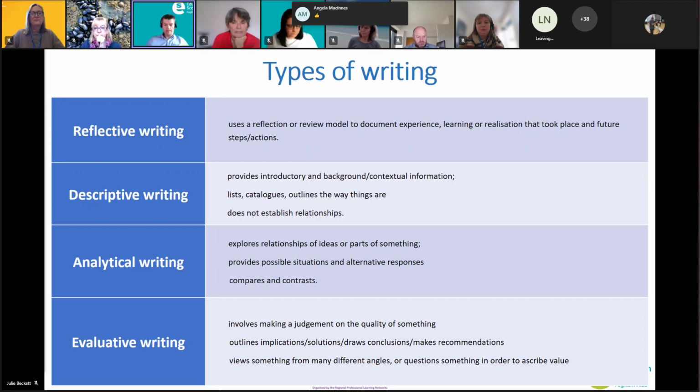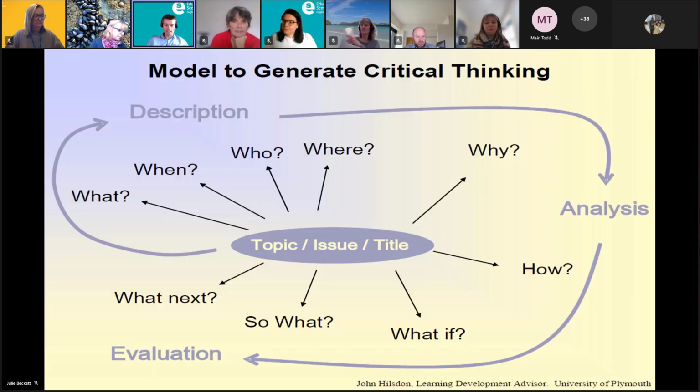So looking at evaluative writing, how is this done? Well, in many ways, other types of writing help inform evaluative writing. And if we move on to the next slide, we can see this.